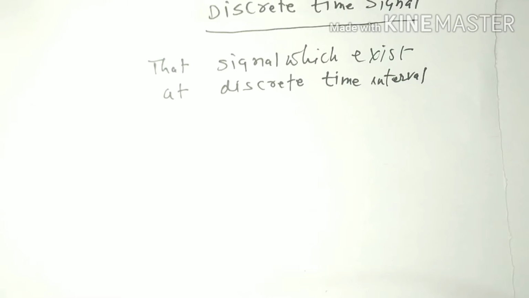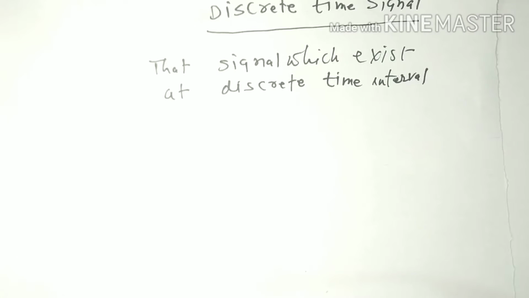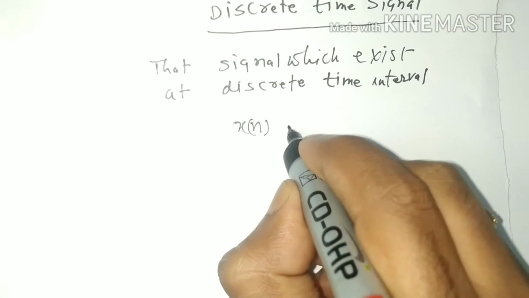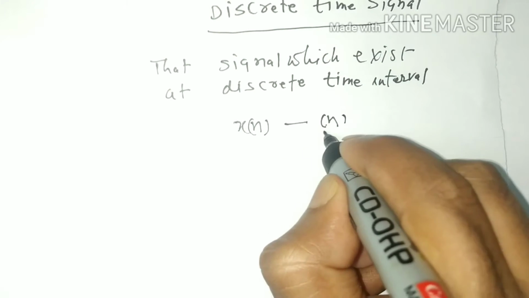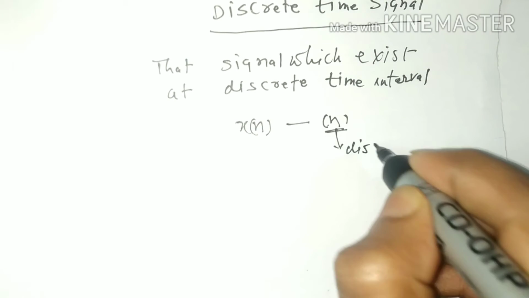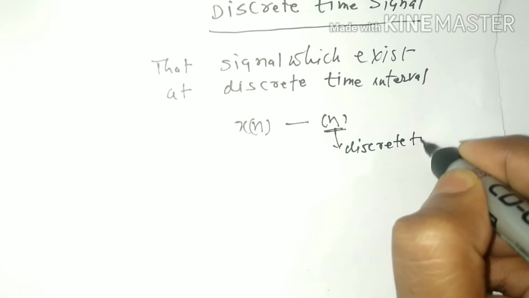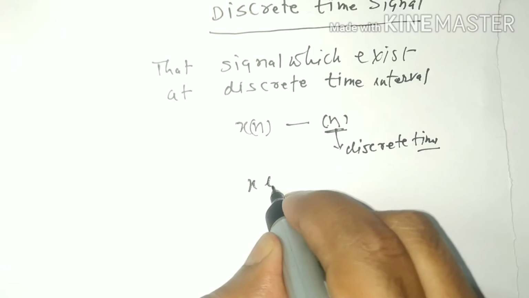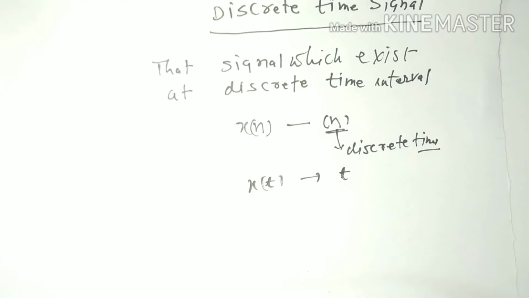This is Abhishek Kumar. In this video lecture, I want to discuss discrete time signal. How can you define a discrete time signal? That signal which exists at discrete time intervals is called a discrete time signal. How can you represent a discrete time signal? It can be represented by x[n], where it is a function of n. This is discrete time. It is not continuous, as we know that a continuous signal is represented by x(t), where t is the variable.